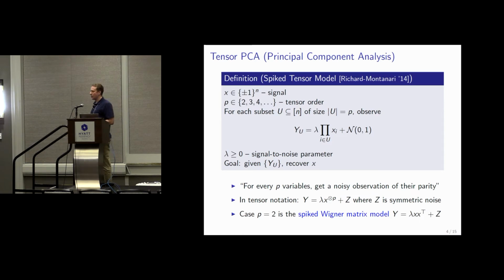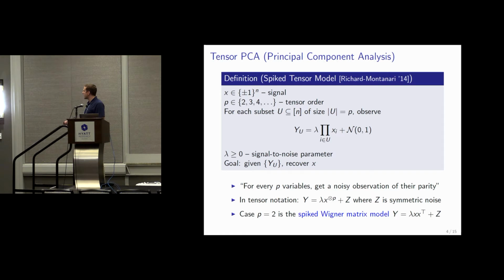So here is the tensor PCA problem that I want to talk about. Essentially, the object you want to recover is this planted signal, which is a vector of plus minus 1 values. And the problem is essentially summed up by this sentence here. For every p variables, you get a noisy observation of their parity. Okay, so more formally, this p is the tensor order. It's just some positive integer. And then for every subset of size p, you get to observe this observation, which is some constant times the true parity of that subset plus noise. Okay, and this lambda is a signal-to-noise parameter. If lambda is big, this makes the problem easier.